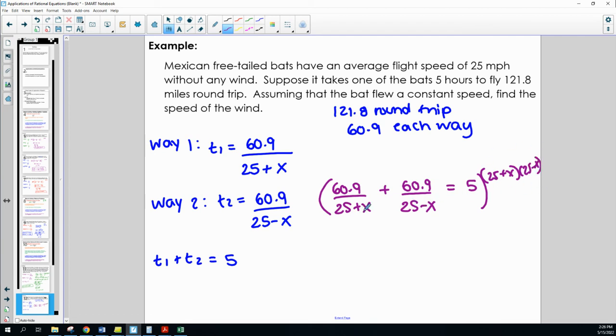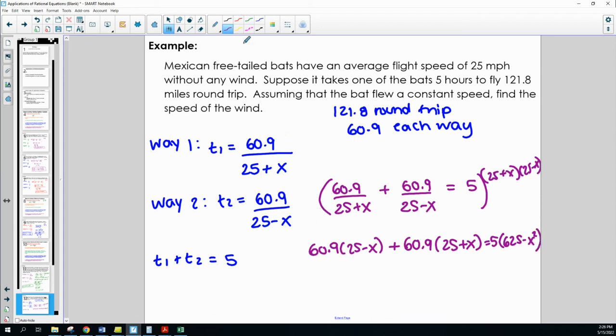We're going to multiply that LCD to the first fraction, so we're going to have 60.9 times 25 minus x. We're going to multiply that LCD to the second fraction, so we're going to have 60.9 times 25 plus x, right, because the 25 minus x will cancel. And then here, we're going to have 5 times, and we're going to have to FOIL this together. So this is going to be 625, because that's 25 times 25. The x's will cancel, and then we have negative x squared.